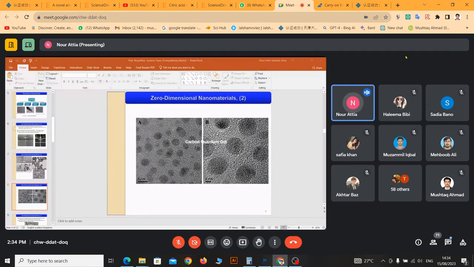Do you see my slide number 8? Yes, sir. So this is a carbon quantum dot. I told you before, quantum dot is one of the zero-dimensional materials. Why do people say quantum? The quantum dot means the size of the nanomaterial is less than 5 nanometers. When the diameter of the nanoparticle is less than 5 nanometers, then we are talking about a quantum dot.